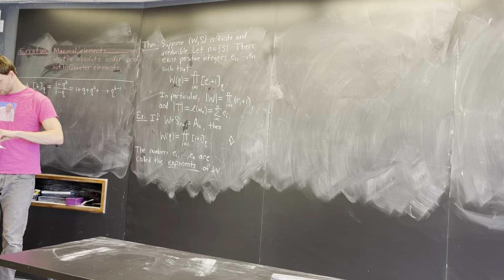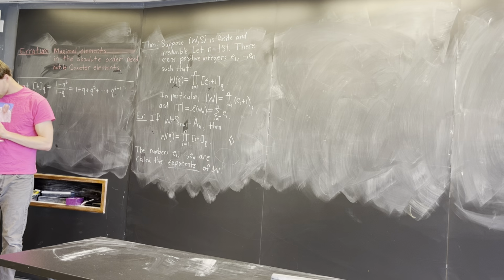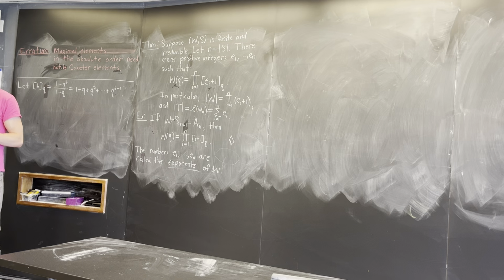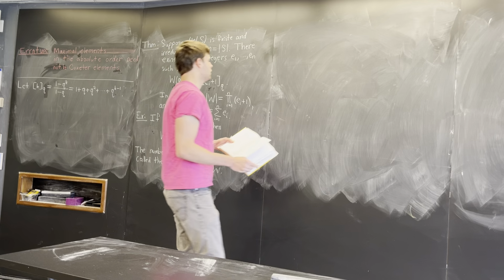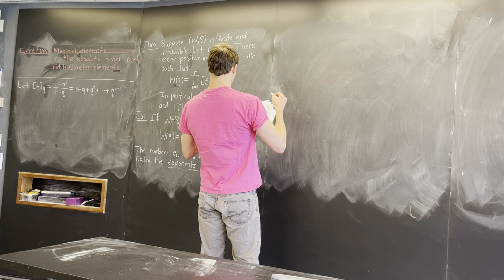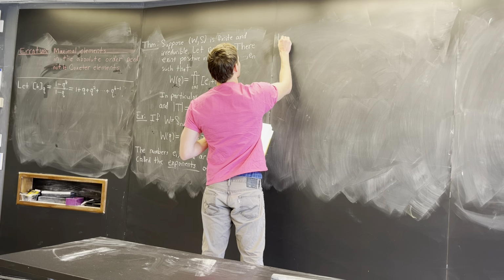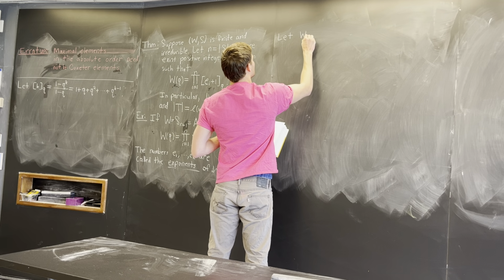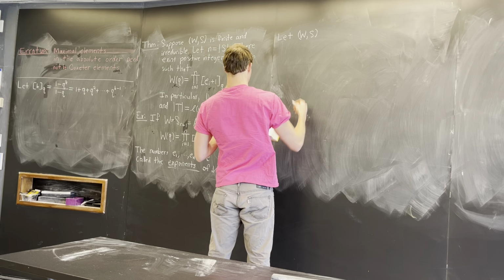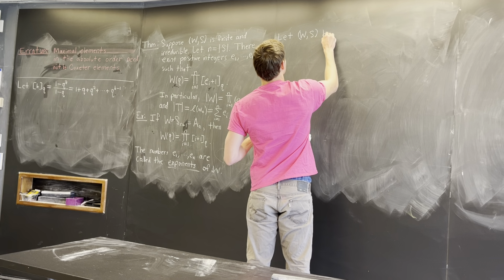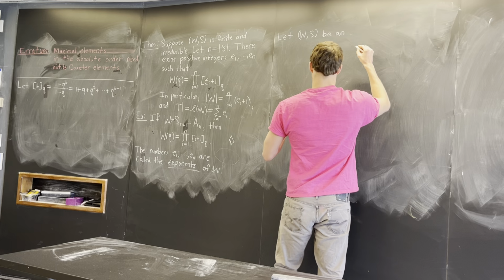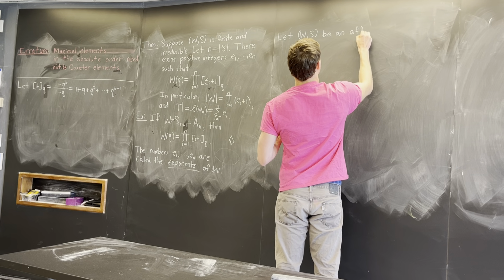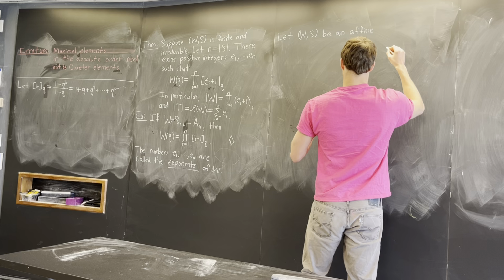Let's see. Oh, do they have it here? Yeah. Okay, so I could even just write this down. Let (W, S) be an affine Coxeter system. Let's say irreducible.